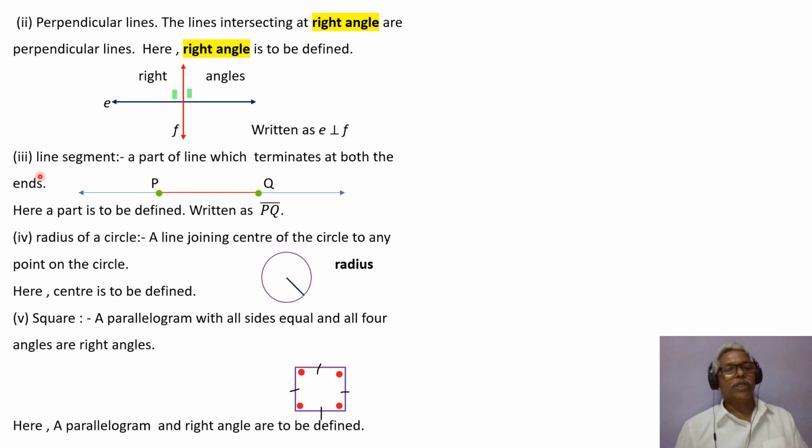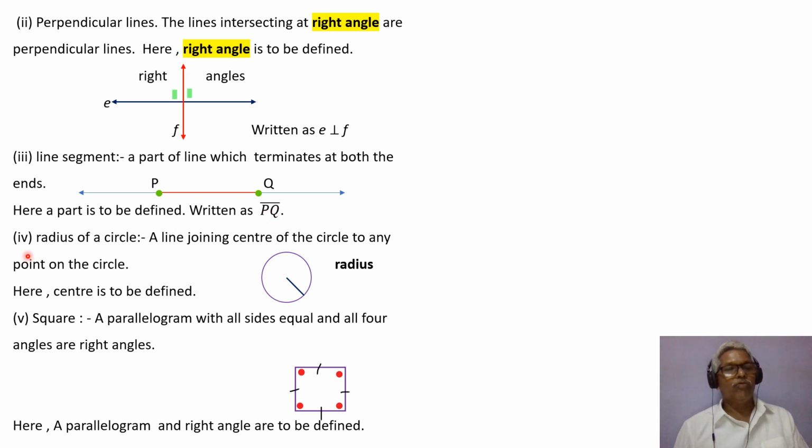Third one, line segment: a part of a line which terminates at both the ends. This is a line, and this is a part of that line, P and Q. It's terminating here. That segment, you're talking about the line segment. Here, part is to be defined. What is part of a line? So line segment PQ is written as PQ with a bar on top.